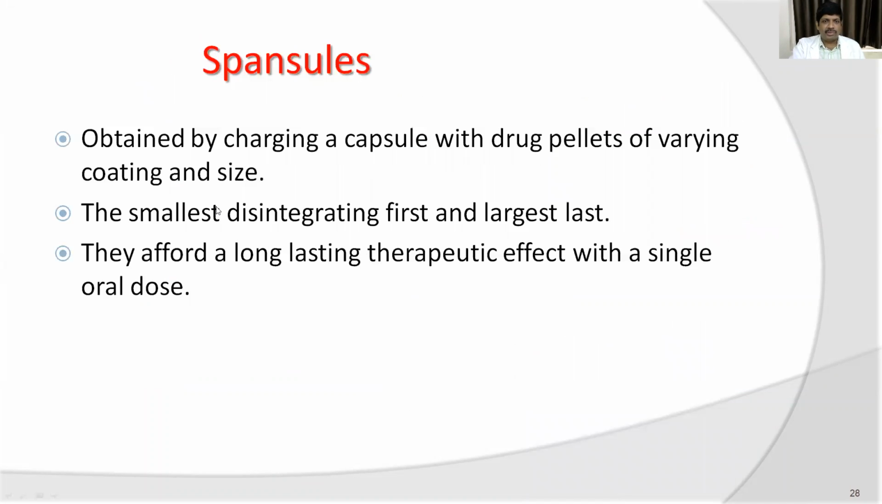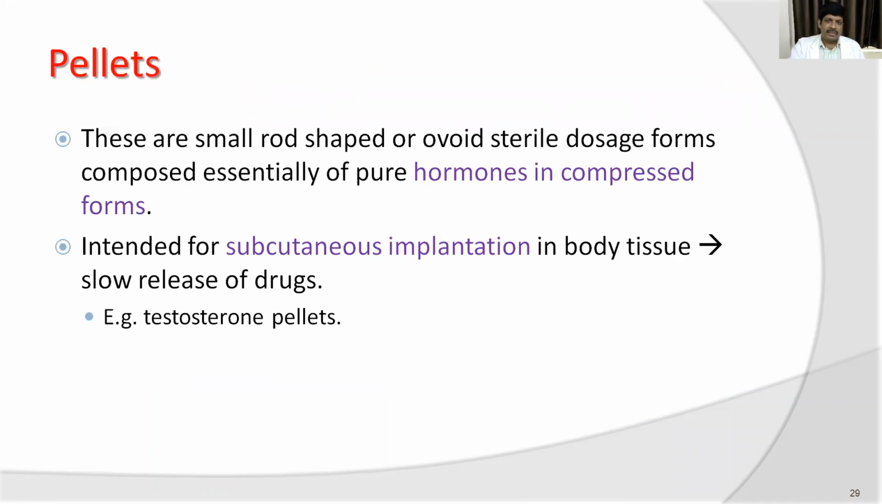Spansules. Spansules are capsules in which we have granules of different sizes. The smaller size granules will be released fast, they will disintegrate and dissolve fast, and then will give the initial action, and then the prolonged action will be given by the larger granules. The pellets are small rod-shaped or ovoid sterile dosage forms composed essentially of pure hormone in compressed form.